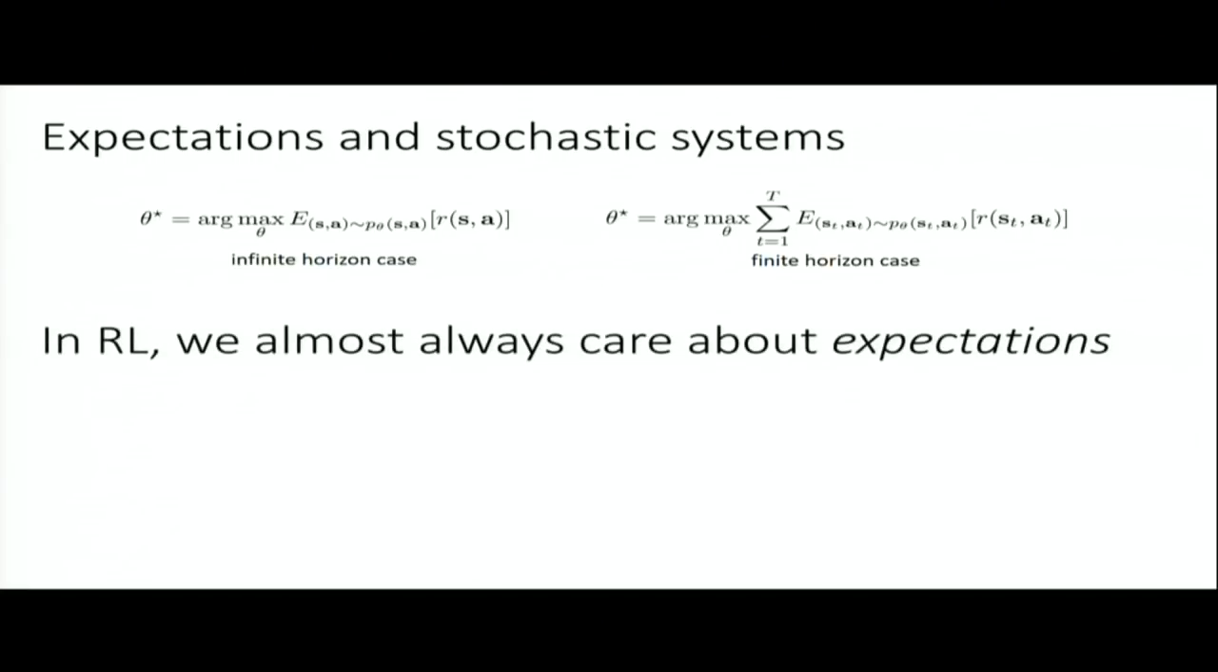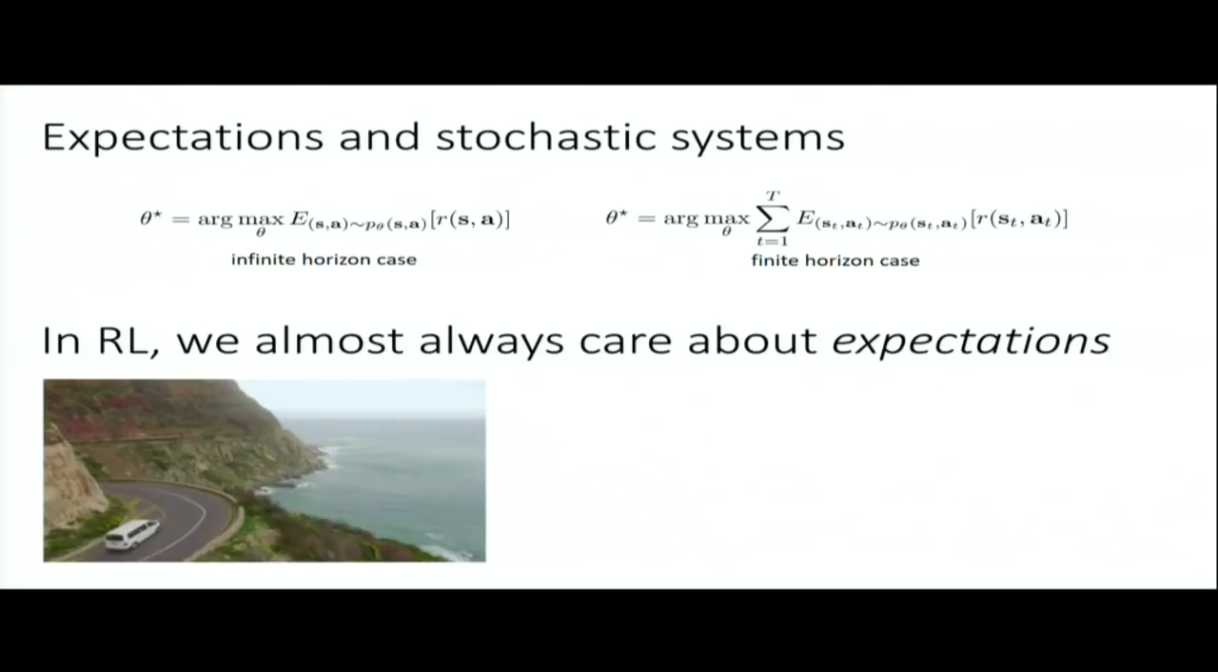One important thing to note about these objectives, and RL in general, is that we almost always, in reinforcement learning, care about expectations, not individual values. And this becomes quite important in some situations, because expectations do some funny things. Let's say that you're driving this car on the cliff, and your reward is +1 if you're on the road, and -1 if you fall off the cliff. So falling off the cliff is a very discrete event. It's very discontinuous. You don't come back from it, you just fall off, and then you're gone.